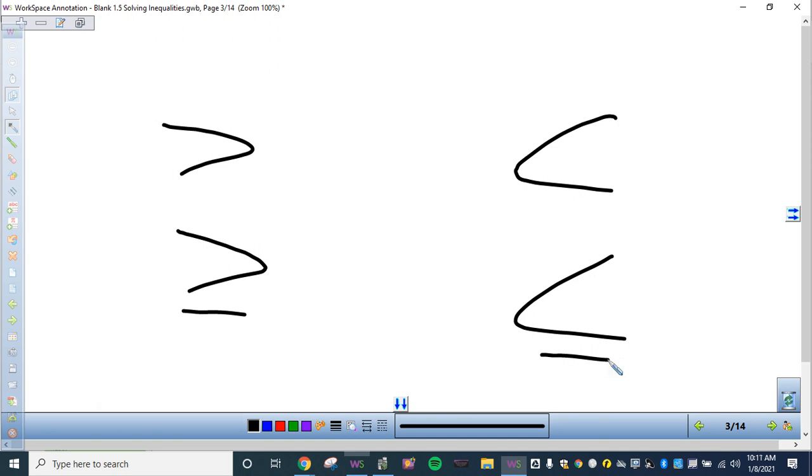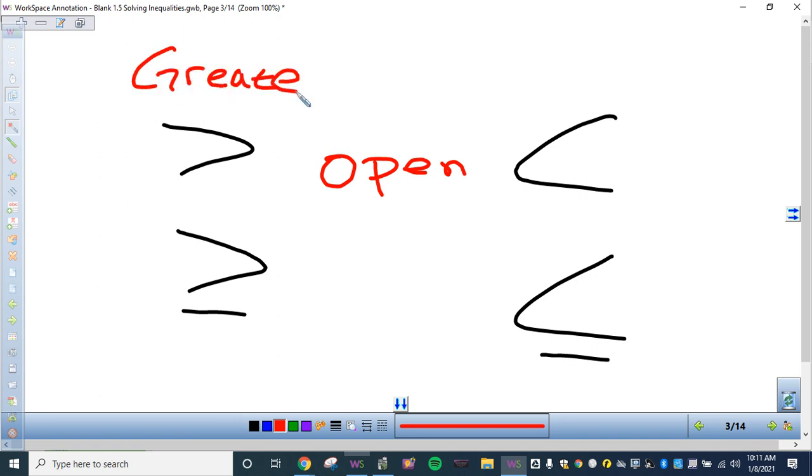So these two right here on top, the greater than and less than, they both have open dots. So this is greater. This one's less. The top two have open dots, the bottom two have closed dots.